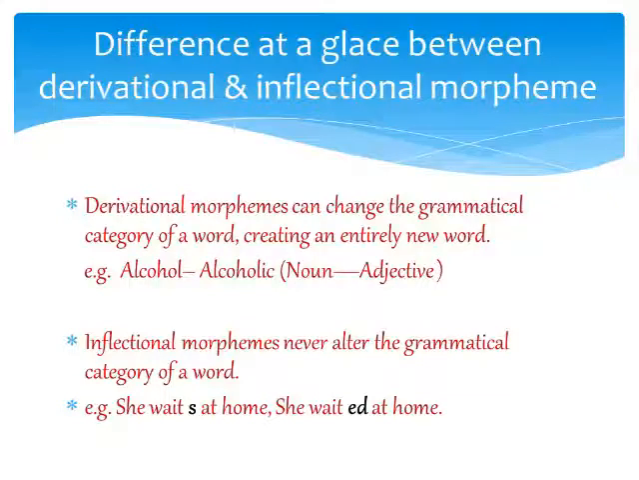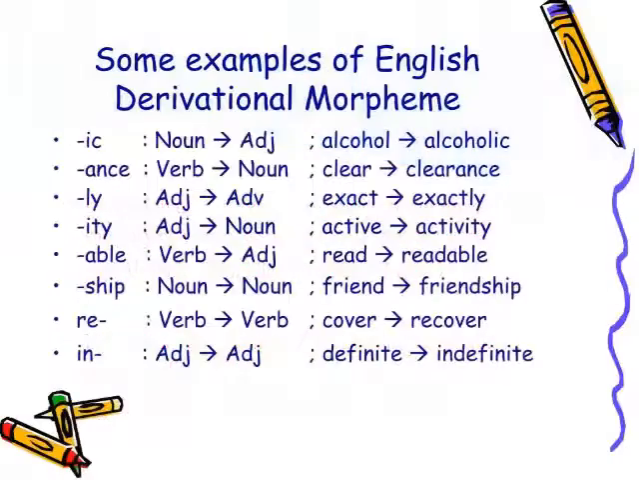Second one, inflectional morphemes never alter the grammatical category of a word. Like she waits at home and she waited at home. So waits here is an inflectional morpheme, and waited in the second sentence has been changed to another inflectional morpheme, but it didn't make any grammatical changes. For example, the first one is in the present indefinite form and the second one is in the past indefinite form.